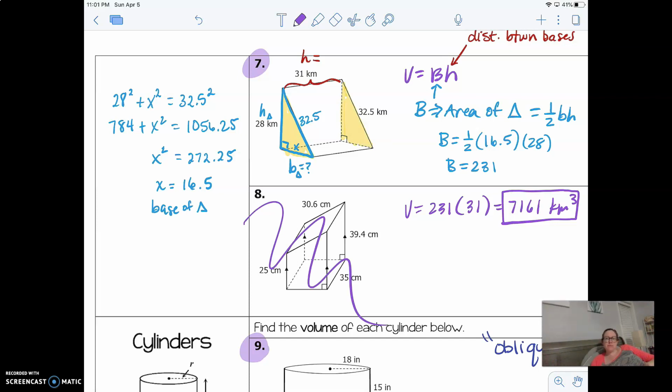Okay, so does that make sense? I know it's a lot of steps, okay, but it's not stuff that's new to you.